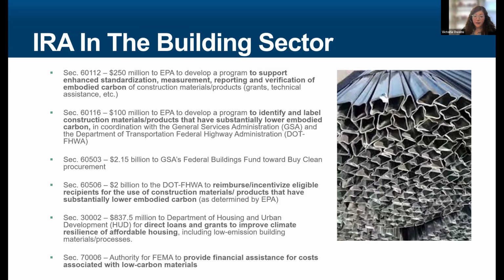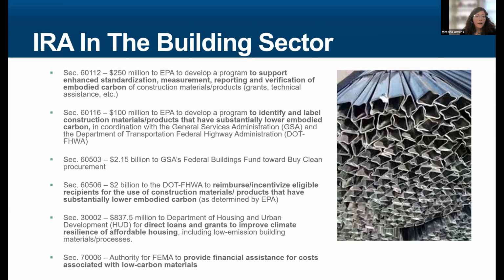But big chunk of funding there, direct funding in the form of grants, with a goal of effectively improving EPDs for primary materials, especially like steel. In the next section, 60116, 100 million has been earmarked by the EPA to develop a program to identify and label construction materials that have substantially lower embodied carbon, effectively lower than average. So this is an important program by the EPA to make it just easier for institutions to identify better than average embodied carbon products. And they're going to cooperate with the GSA, in charge of many federal buildings, and the DOT, in charge of many infrastructure products, on incorporating using this label in their projects.